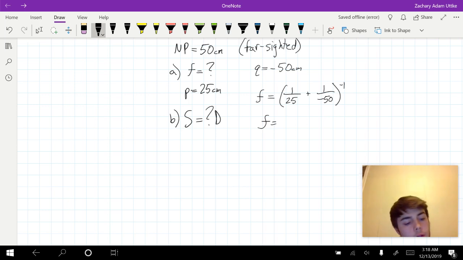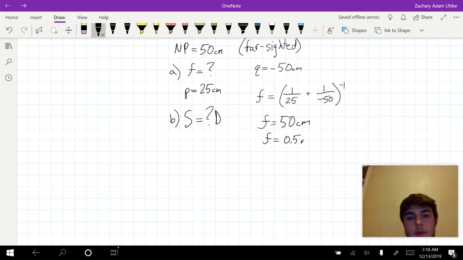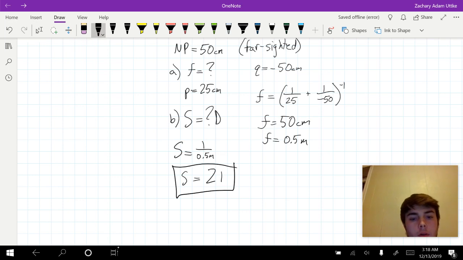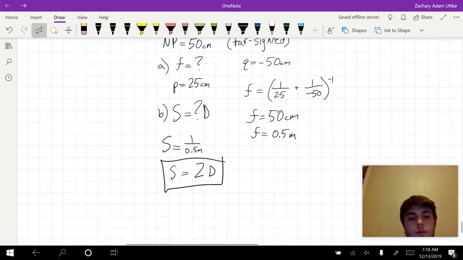So let's see what our calculator tells us. 1 divided by 25, in this case we can just do minus 1 divided by 50, and then take the inverse of that. So we get that the focal length should be 50 centimeters. And in that case, the focal length is 0.5 meters. So the strength will be 1 divided by 0.5. So it'll be 2 diopters.